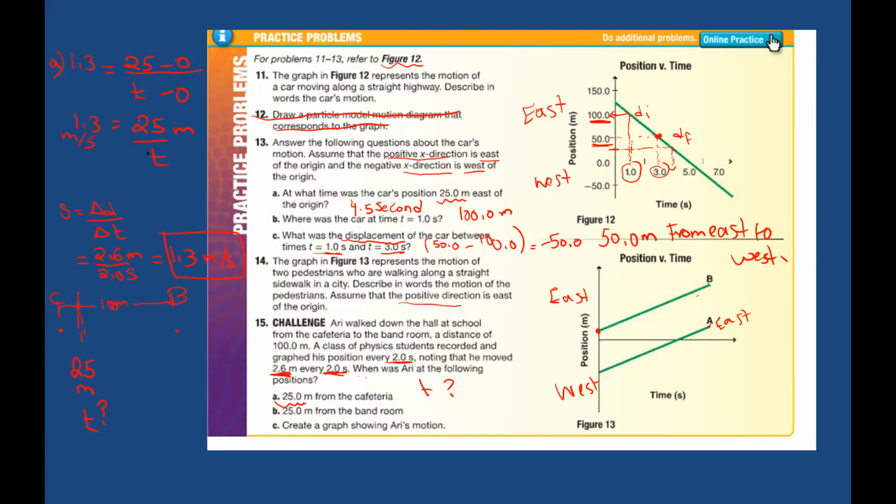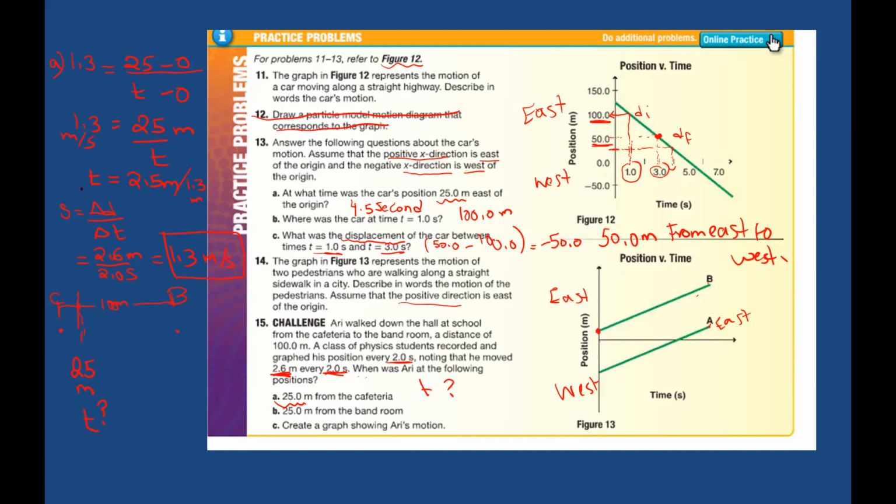To get my time, that's going to be cross multiplication. I take the T next to the 1.3, and then I divide the 25 by 1.3. I'll teach you more about this in class. It becomes 25 divided by 1.3 meters per second. This is a math thing, okay? If you don't know, I'll help you more in class.